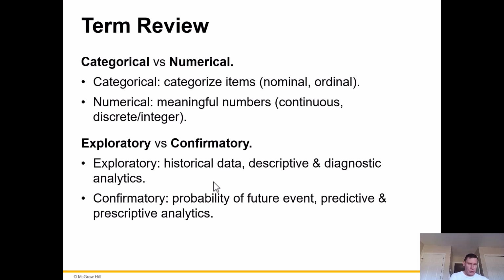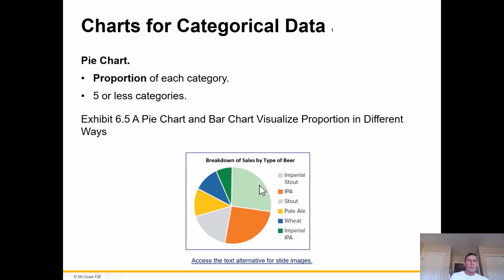Exploratory versus confirmatory. Exploratory is typically historical data; descriptive and diagnostic analytics would fall under that purview. Confirmatory is the probability of a future event: predictive and prescriptive analytics.